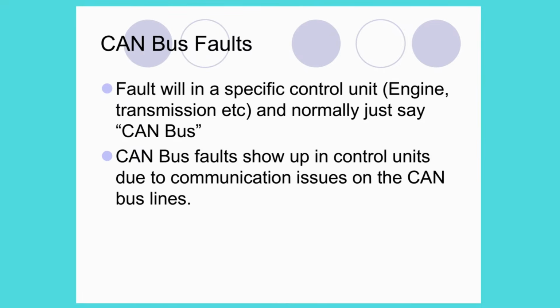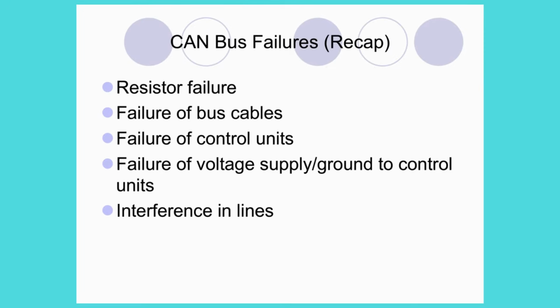CAN bus fault codes. The fault will be in a specific control unit, for example the engine or transmission, and normally just say CAN bus. CAN bus faults show up in control units due to communication issues on the CAN bus lines. These are some of the other causes of CAN bus faults: resistor failure, failure of the CAN bus cables, failure of control units, failure of voltage or supply, ground to control units, interference in the lines.